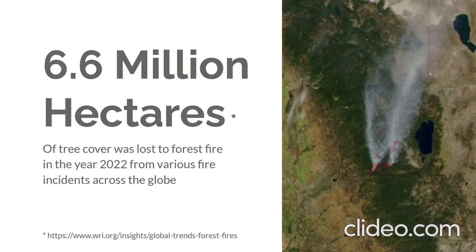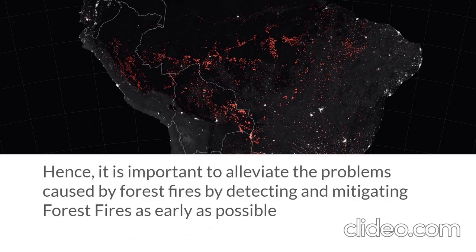According to statistics, 6.6 million hectares of tree cover was lost to fire in the year 2022 due to various fire incidents across the globe. Hence, it's important for us to alleviate the problems by detecting and mitigating forest fire as soon as possible.